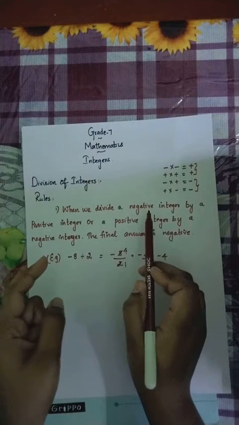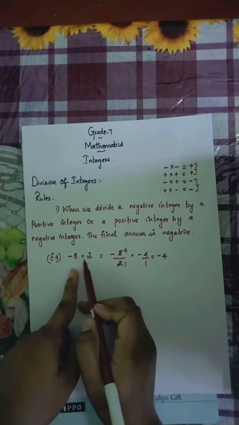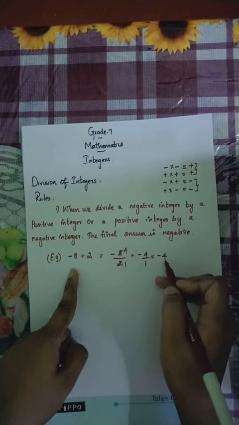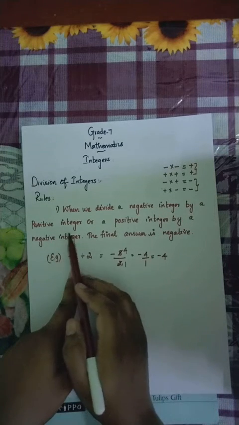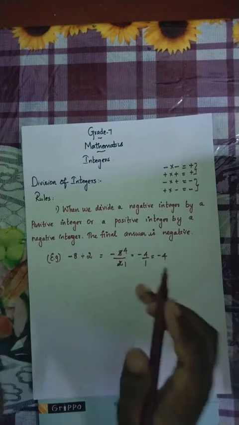When you are dividing a negative integer by a positive integer, our answer is negative. Do you all understand? When you are dividing a negative integer by a positive integer, the final answer is negative. This is the first rule. Okay, see one more example.